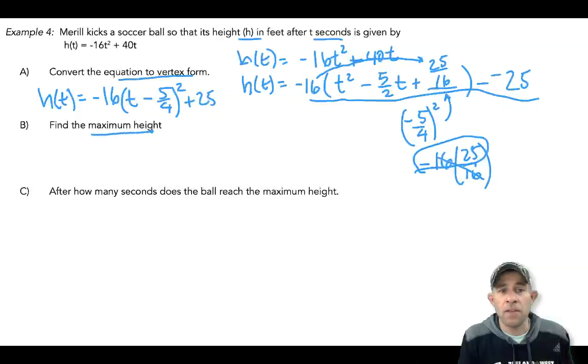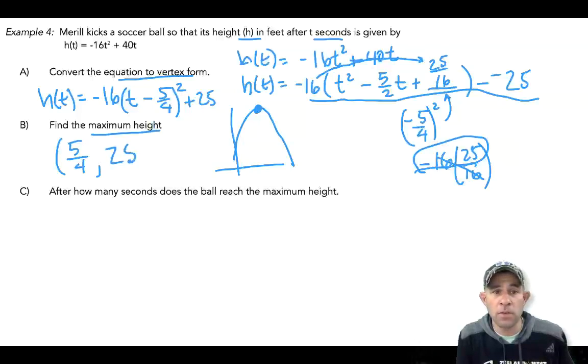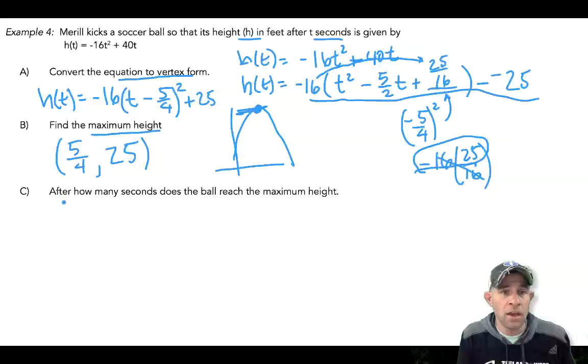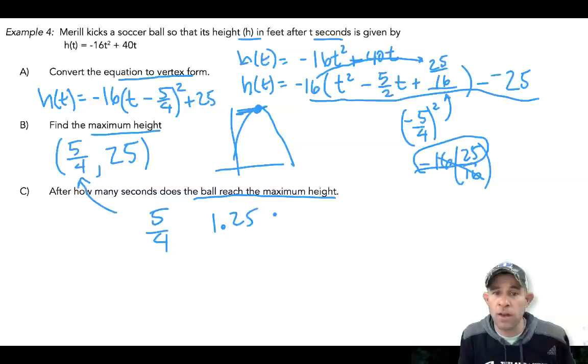But finding the maximum height, remember now this is a parabola. If you were to graph this, it's a parabola that's going to open down. The maximum height will be at its vertex, and since it's already in vertex form, we see our vertex here, our x-coordinate should be 5/4, our y-coordinate should be 25. So that means the maximum height here will be 25 feet. And it says how many seconds does the ball reach its maximum height? That is going to be our t, so 5/4 of a second or 1.25 seconds.